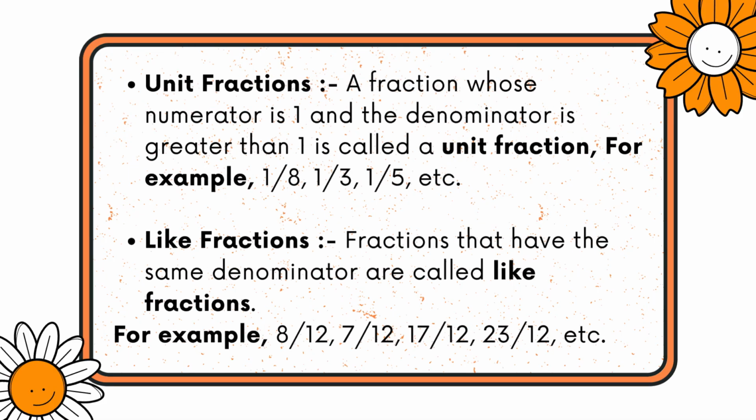Unit fractions. A fraction whose numerator is 1 and the denominator is greater than 1 is called a unit fraction. For example, 1 by 8, 1 by 3, 1 by 5, etc. Like fractions, fractions that have the same denominator are called like fractions. For example, 8 by 12, 7 by 12, 17 by 12, 23 by 12, etc.